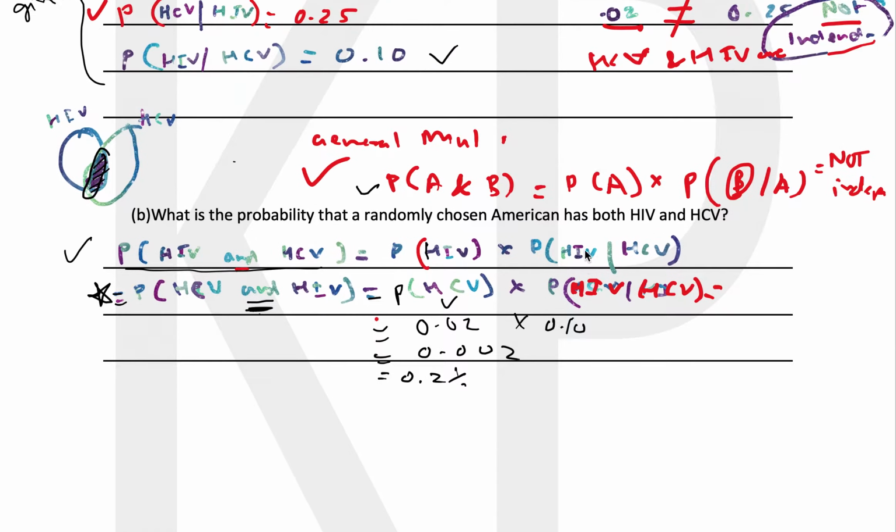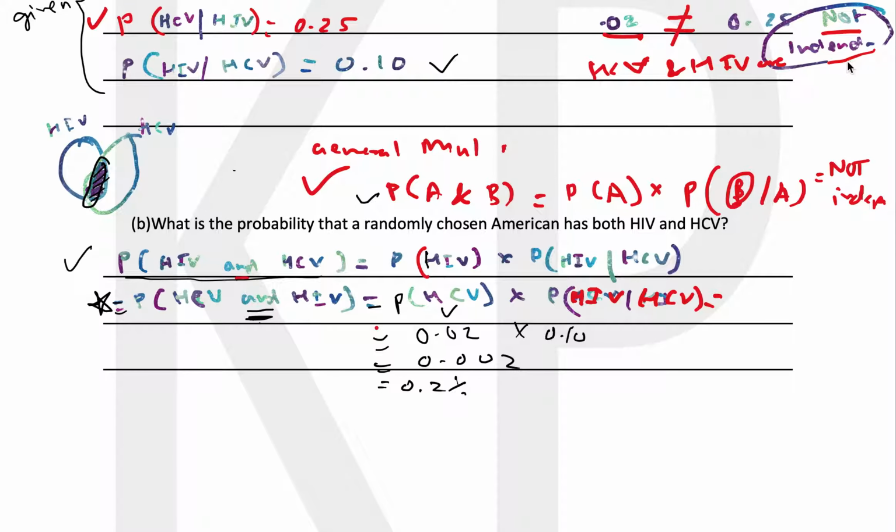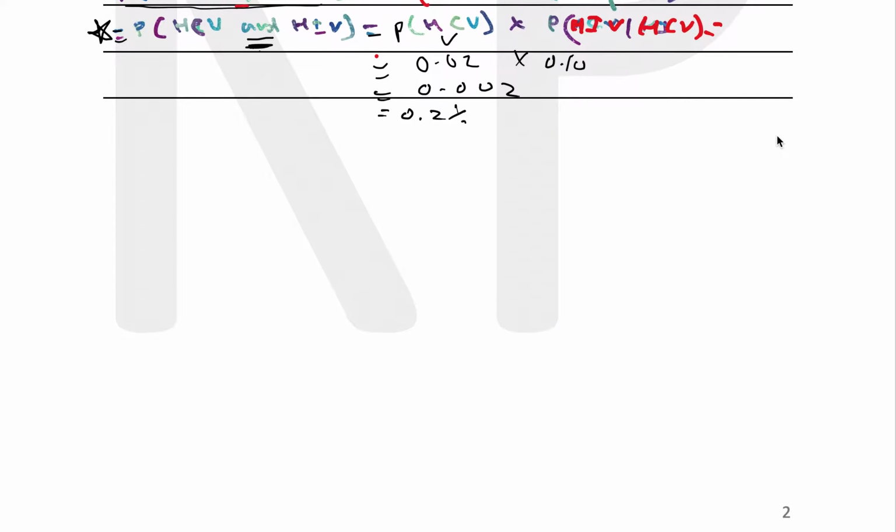And you can practice a similar thing for independent events. That will be just multiplication and that would be easier.